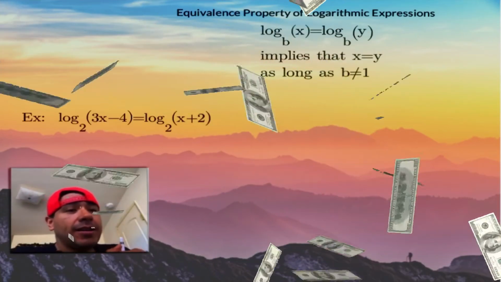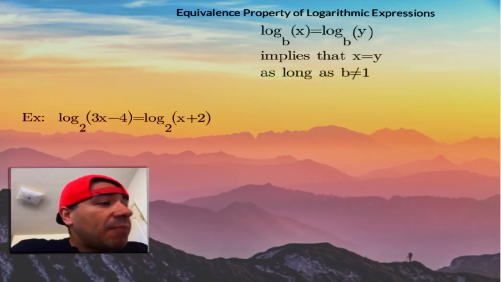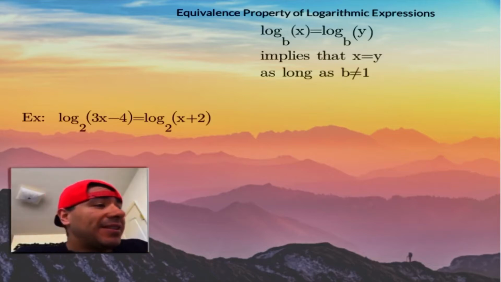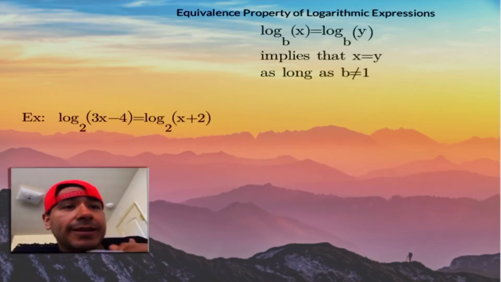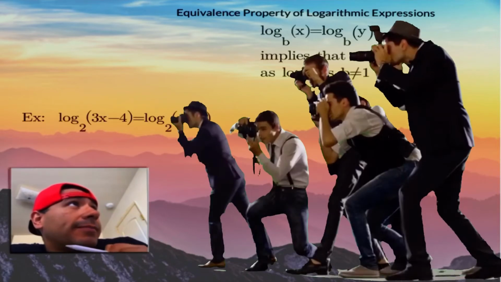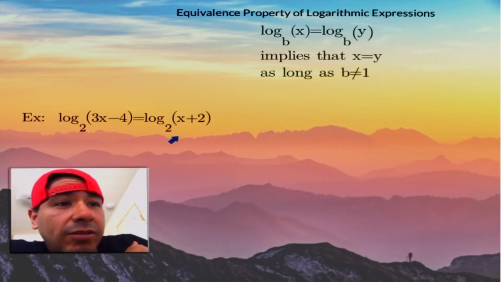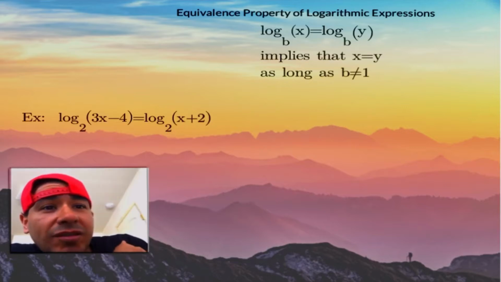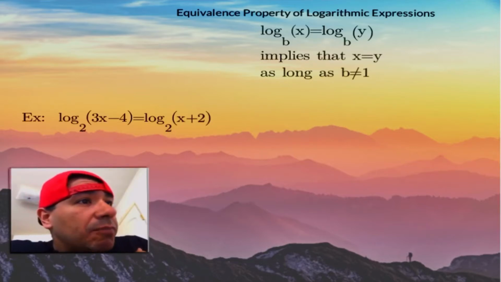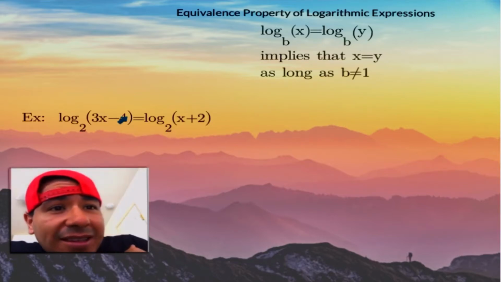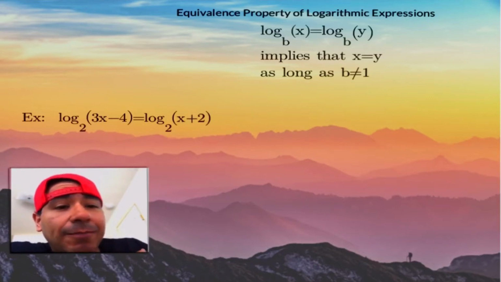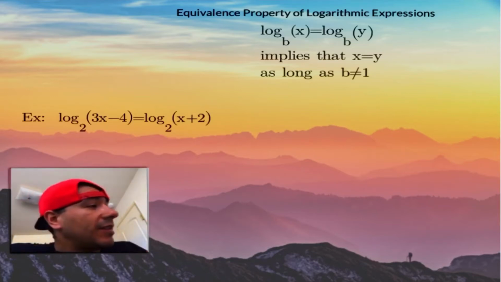All right. So this first example that we're going to go through is quite nice because it's already picture perfect, like some of us. All right. So since we have the log, and notice the bases are the same, what this property is telling us is that these arguments inside here are equal. So let's go ahead and use that.